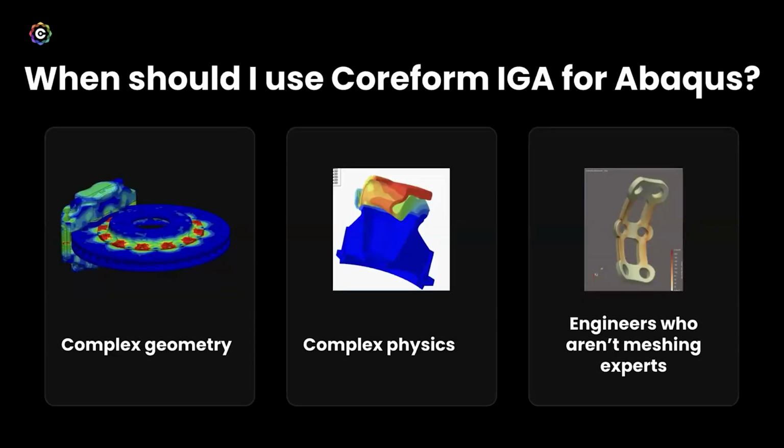We also get asked a lot, when should I use Coreform IGA for Abaqus? What's the target? We say there are three areas where Coreform IGA for Abaqus really shines. One is when you have complex geometry that's challenging to build meshes on, like this vehicle suspension with a caliper subassembly model on the left. Two is if you have complex physics, such as large deformation, nearly incompressible nonlinear elasticity, contact, self-contact, or metal plasticity. Three is if you have engineers who aren't meshing experts and need solutions that are robust and converge well for nonlinear analyses, which we'll talk about in a little bit on the right.